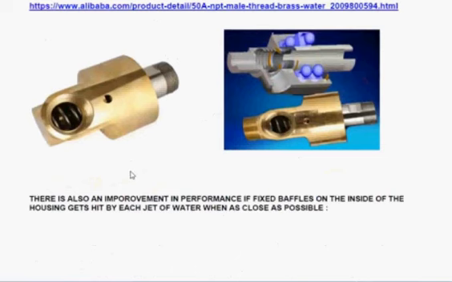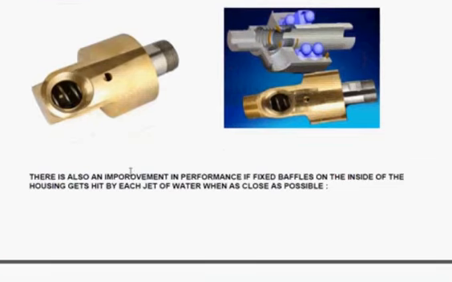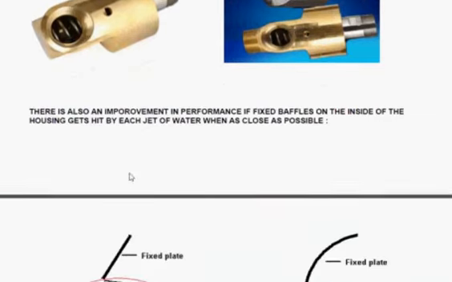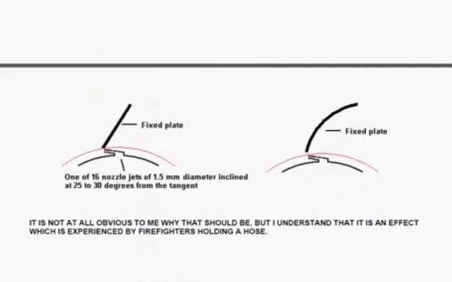Now, there is an important factor for boosting the power in this, and that is you've got 16 nozzle jets with a 1.5 millimeter diameter hole in them, inclined at 25 or 30 degrees from the tangent at the edge of the cylinder where it's connected. But what you do is you put a fixed plate onto the housing itself. And it moves past. The jet of water coming out of your jet hits the fixed plate.